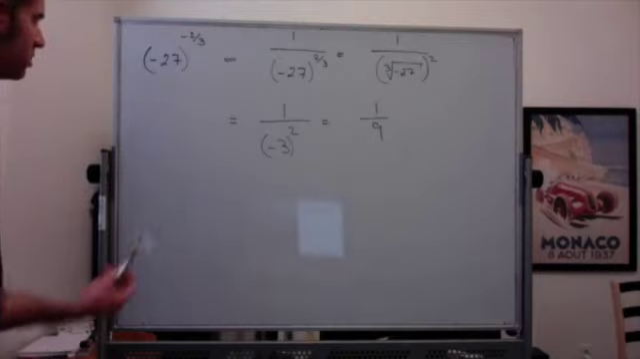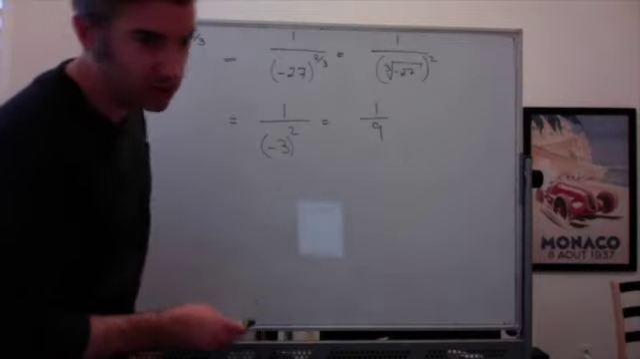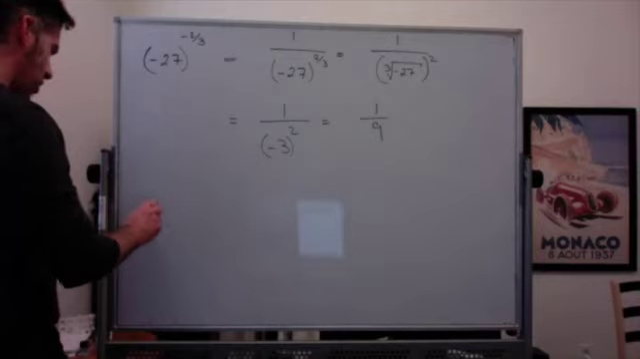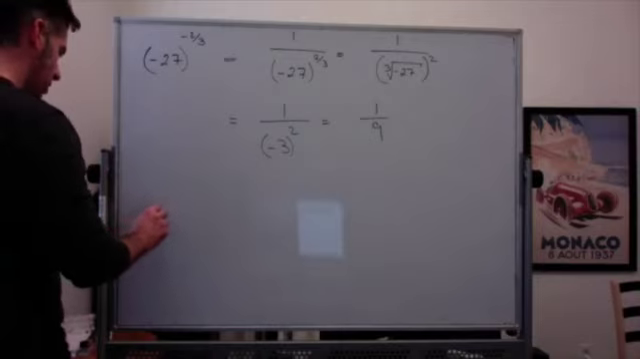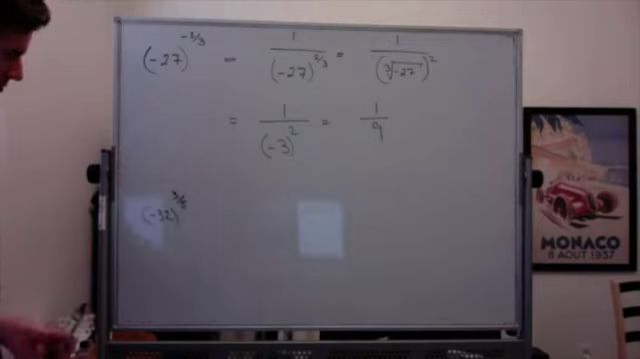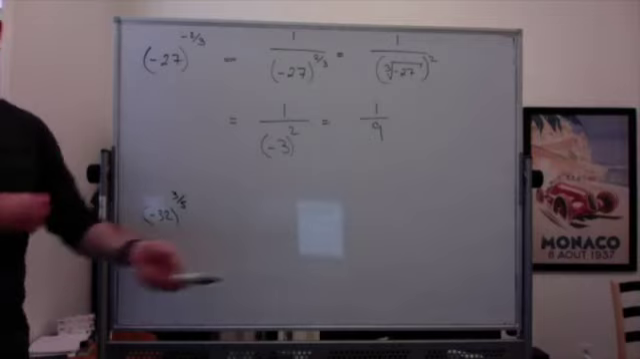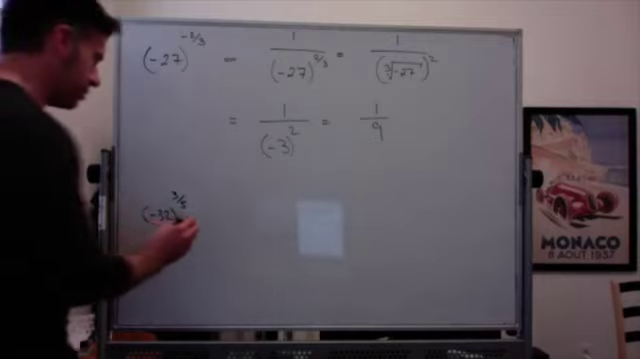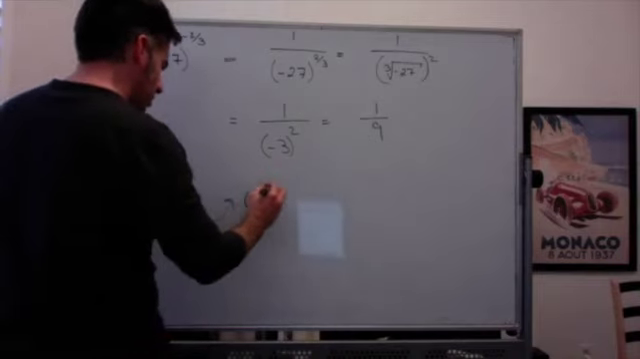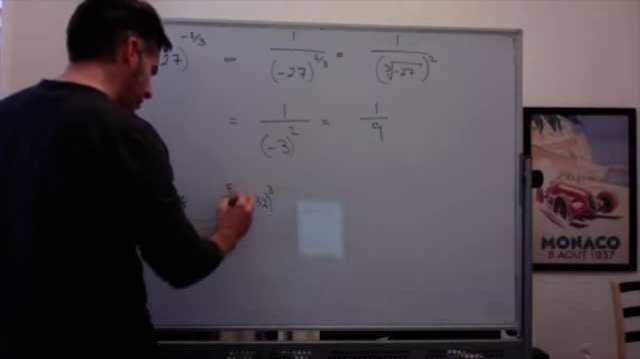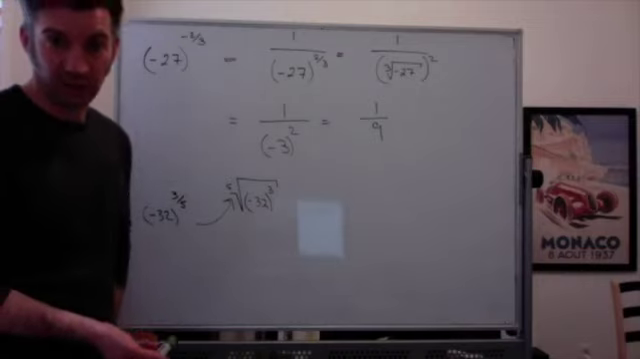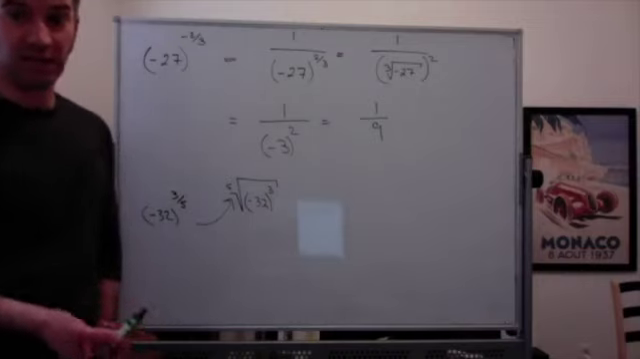We can do one more. I'm throwing in some extras here. Let's do negative 32 to the 3/5 power. And again, I don't know what negative 32 cubed is, right? I mean, we could try doing it this way as negative 32 cubed and then the 5th root of that. But negative 32 times negative 32 times negative 32 is not easy to calculate. And then the 5th root of that is also not easy to calculate.